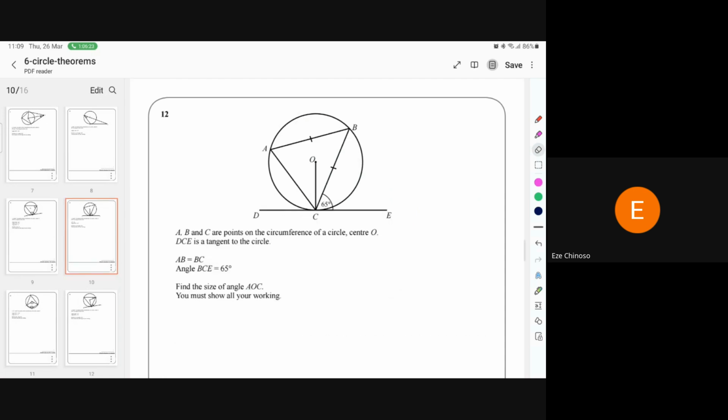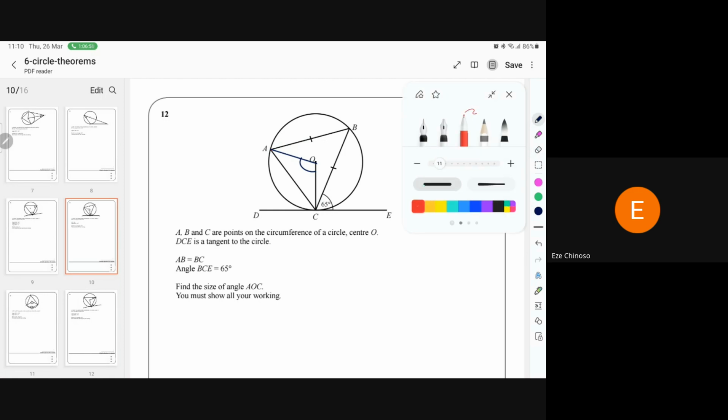Okay, look at this. They said that here is 65. Work out the size of angle AOC. Now, this AOC is this angle here. You should know how to complete angles. AOC means here. So they are looking for this particular angle here. Let's join it. That's the AOC. But for us to get that, remember your alternate segment theorem.